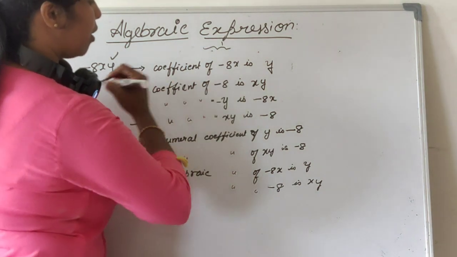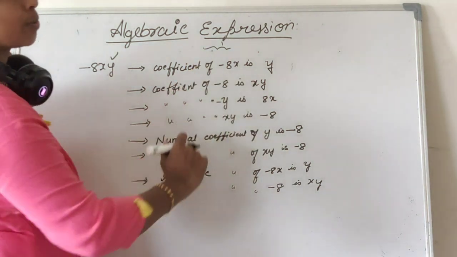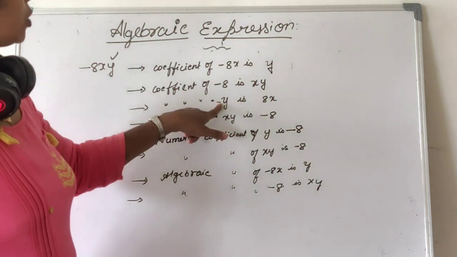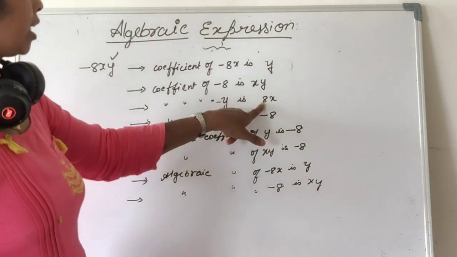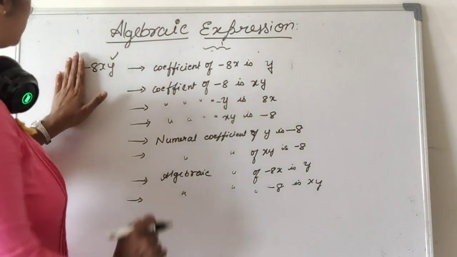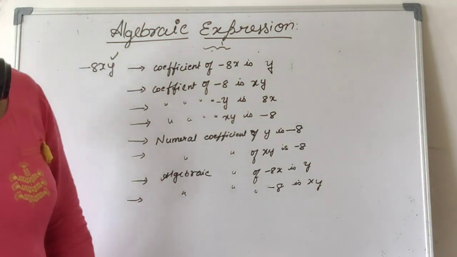Coefficient of here minus y. Minus y means here you have to leave this minus. They may ask the coefficient of minus y. That time you have to leave the minus. Once again, don't write the minus. Just remaining 8. Minus is given, y is given. So remaining is 8x. Like this.